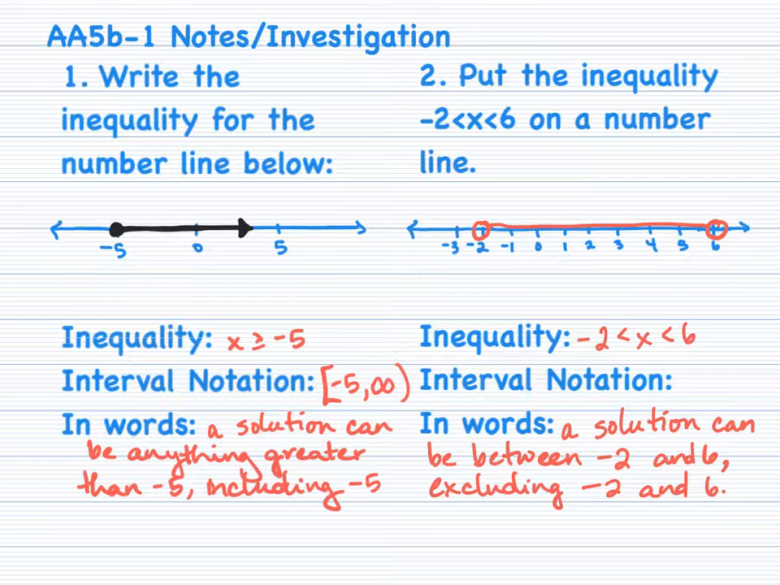Our interval notation, because of those open circles, we're going to use parentheses. That tells us that the -2 is not included, and then our highest value of 6 also not included. So these two things, the inequality and the interval notation, are two different ways of telling us exactly the same thing.